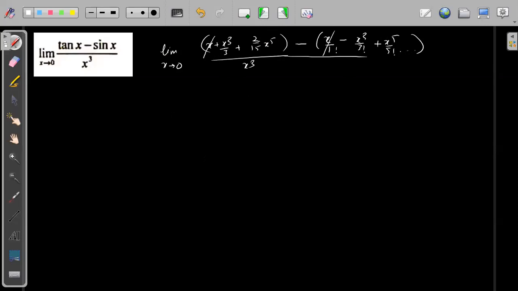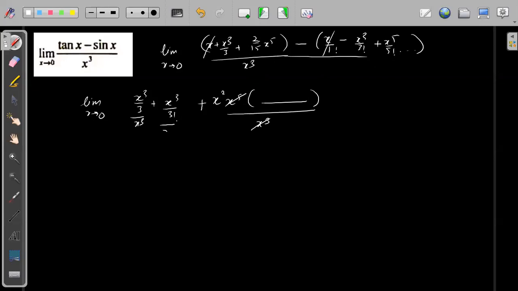So the remaining, limit of x tending to 0: the next term is x cube by 3 minus, minus and minus plus, x cube by 3 factorial, and then the remaining terms will have x to the power 5 and bigger. So you take x to the power 5 out and divide by x cube, and x cube gets cancelled, and you will have x square here. As x tends to 0, this part will also tend to 0, and this part will give you the answer.